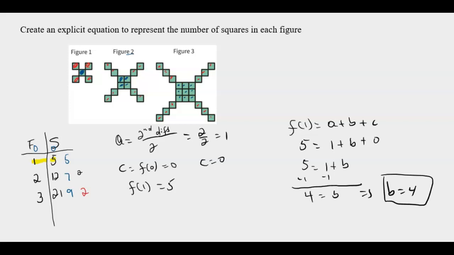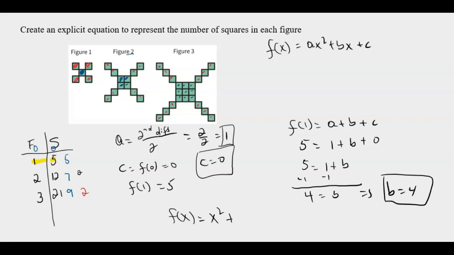Okay, now we have A, we have B, and we have C. We can go ahead and write out the equation. Remember, the standard form of the function is f of x equals ax squared plus bx plus c. So f of x equals A, which is 1, so that'll be x squared, plus bx, the value of B is 4, so 4x, plus c, c is 0, so we don't need that. Which means f of x equals, if we factor out the x, x times (x plus 4). Okay, so that is the answer for that question.